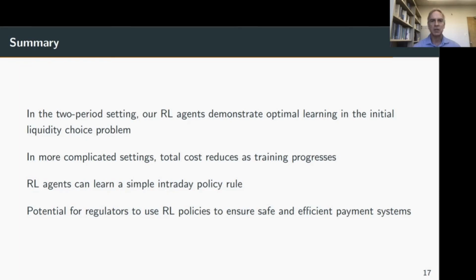Liquidity decisions of banks are complex even when agents have full knowledge of the environment and the data generating process. Our agents learned optimal behavior despite having no knowledge of the environment, the data, or the game. The results suggest that there is potential for regulators to use RL policies to help in their mandates of ensuring safe and efficient payment systems.